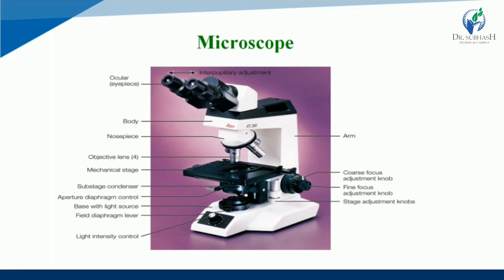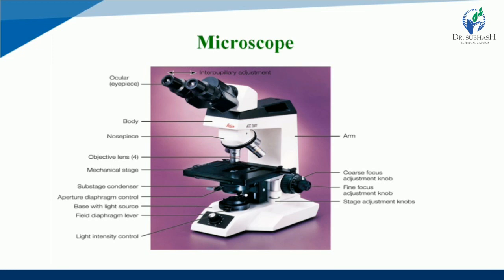Next one is, what is arm? Arm is a curved handle that is used to carry the microscope. On the opposite side of the mechanical stage, the white color arm is present. What is the role of arm? It is used to carry the microscope, and it supports the tube and connects it to the base.